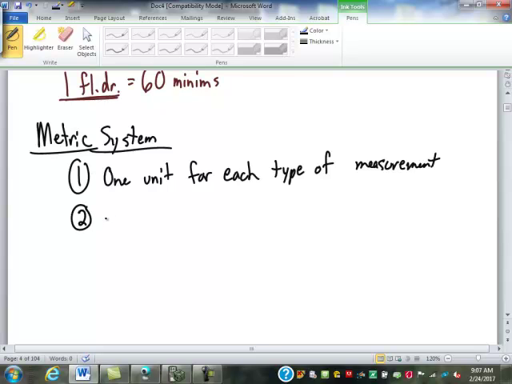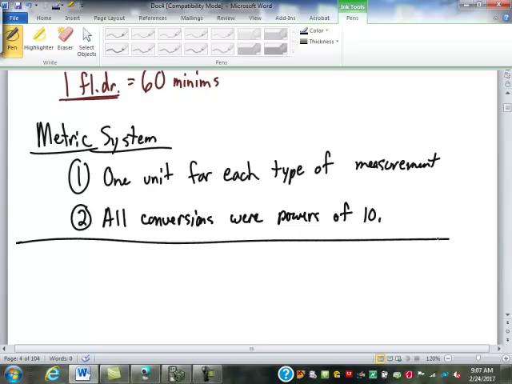And then the second thing they did was all conversions were powers of 10. So if we had to measure something smaller than the standard unit, in the metric system, they use prefixes to divide that unit up. And that division is always going to be either dividing it up by 10 or multiplying it by 10 to get a bigger unit. So let's take a look.